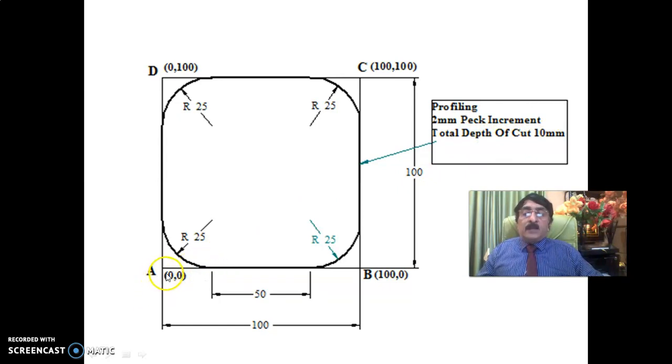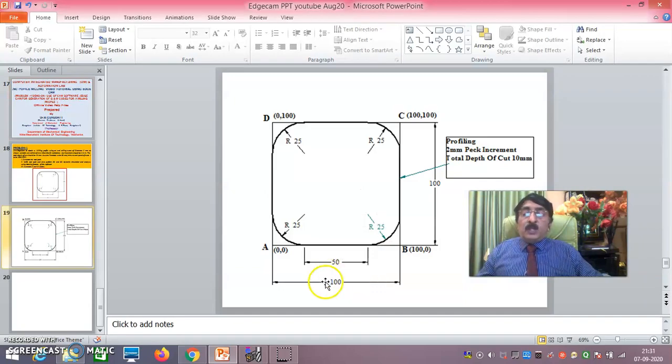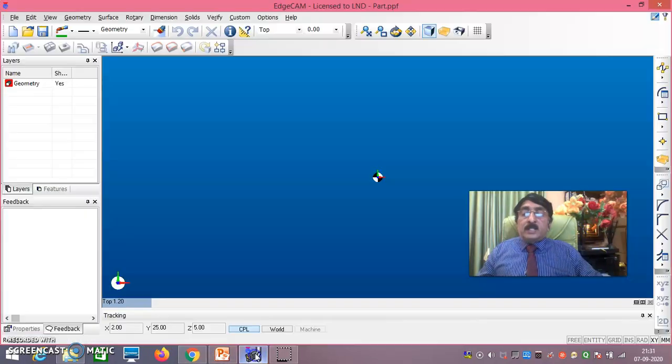Now see here, I have given the coordinates A, B, C, D. A is 0, 0, B is 100, 0, C is 100, 100, D is 0, 100. This is 25, 25, 25, 25 and all that. We'll do this using EdgeCAM. Now we'll shift over to EdgeCAM.